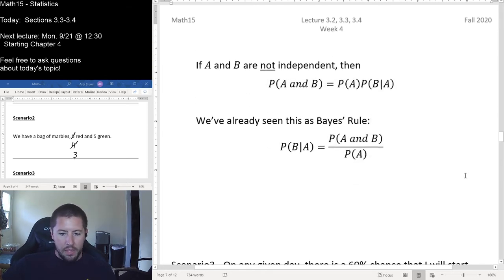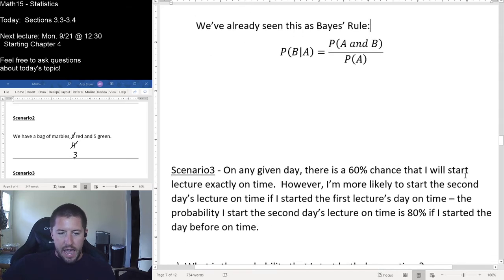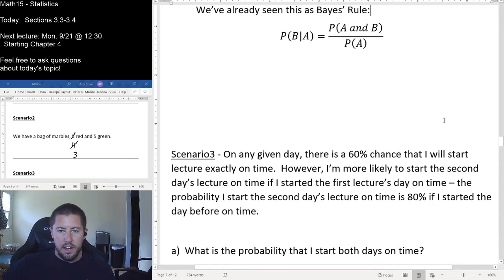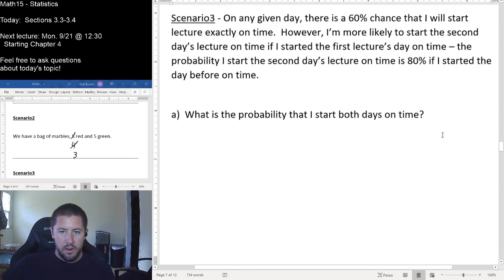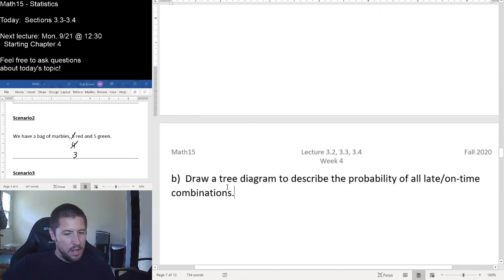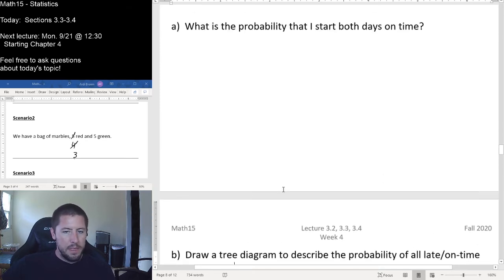And so now the next example we're going to do is, yeah, here we go. Jazz, this next scenario will be a good example of the question that you were asking. Here's what we're going to do: draw a tree diagram to look at all possibilities and notate them.